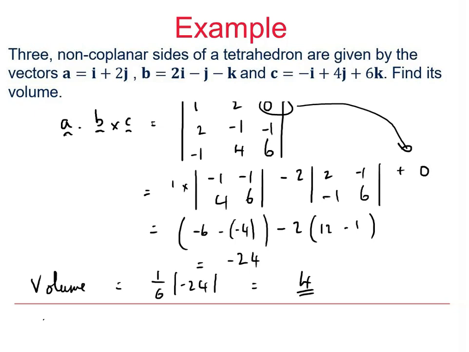So in summary for this video, the volume of a parallelepiped is given by the size of the scalar triple product A dot B cross C. The volume of a tetrahedron is given by 1/6 of the size of the scalar triple product formed by the sides of the tetrahedron.